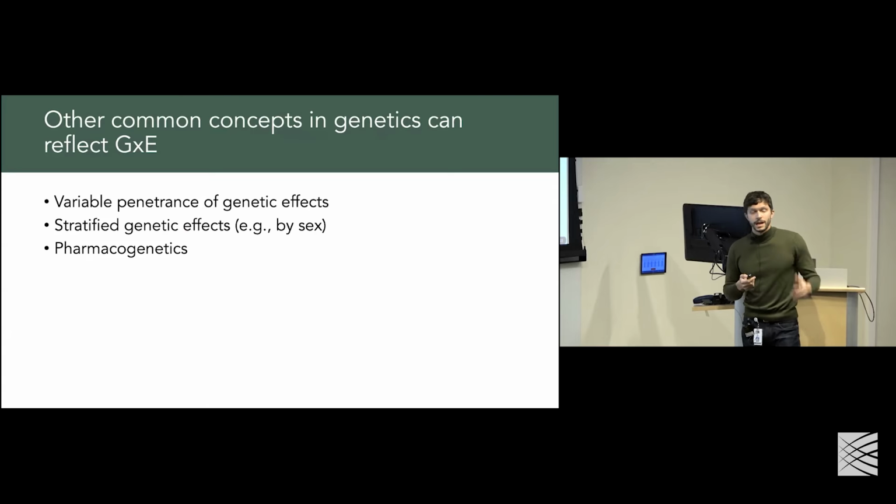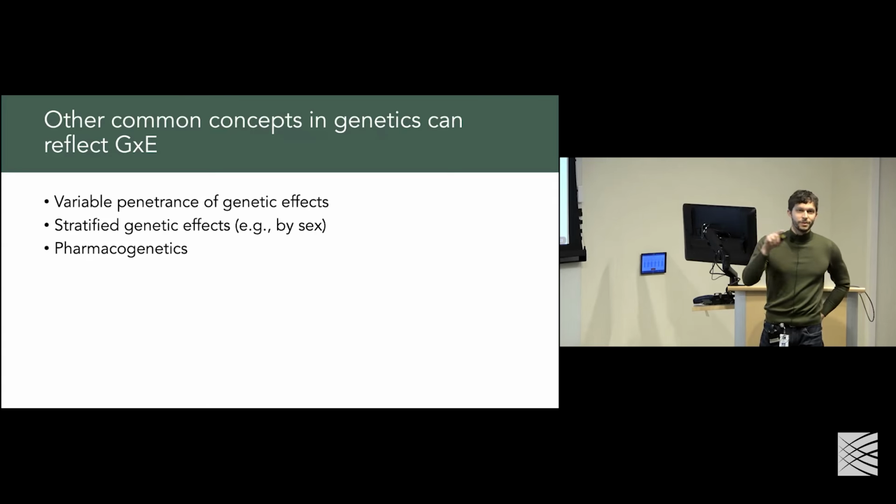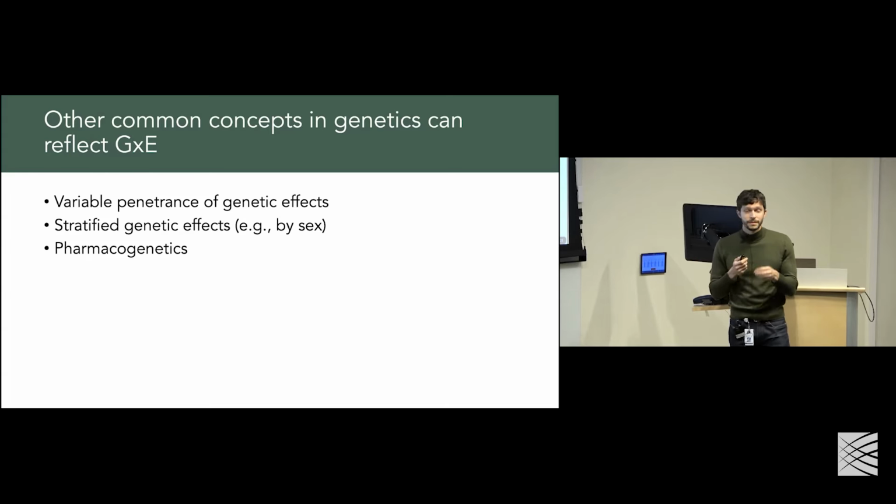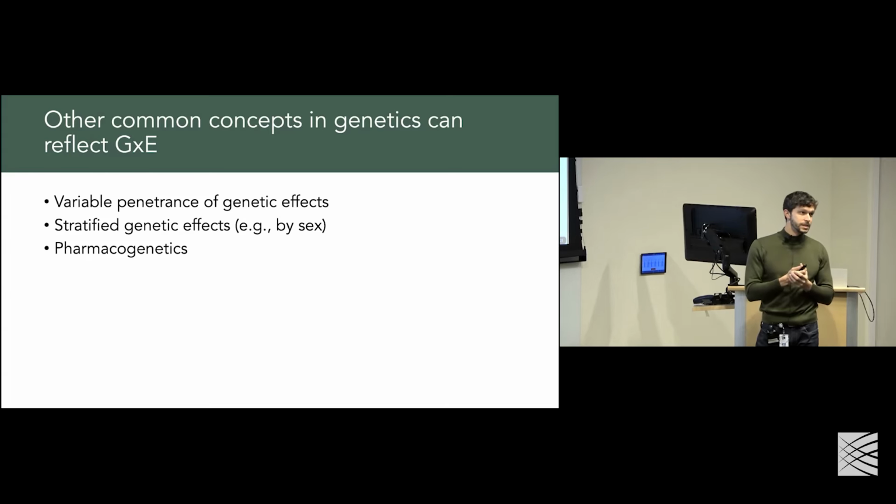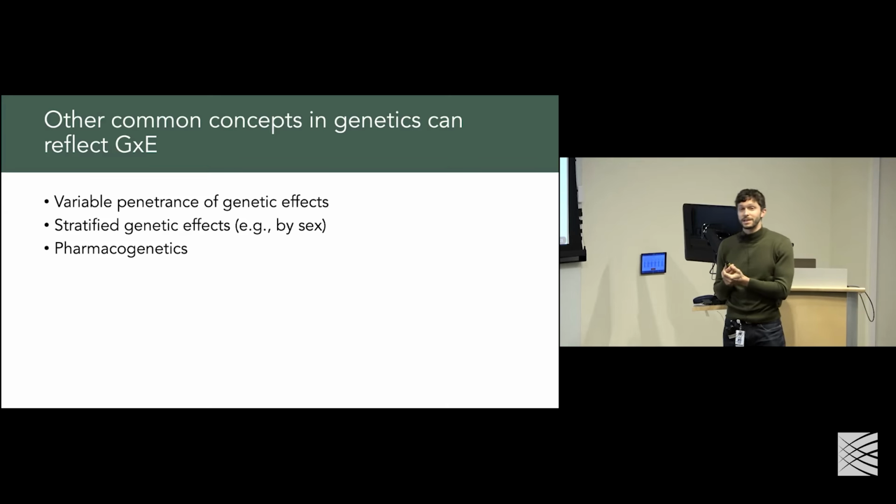So other common concepts in genetics that we often talk about without referencing G by E can represent G by E. We'll often make reference to variable penetrance of genetic effects. Of course, this can depend on a lot of factors. It could be other genetic impacts, but one of them would be environmental factors that are changing whether a genotype is expressed as a notable disease.